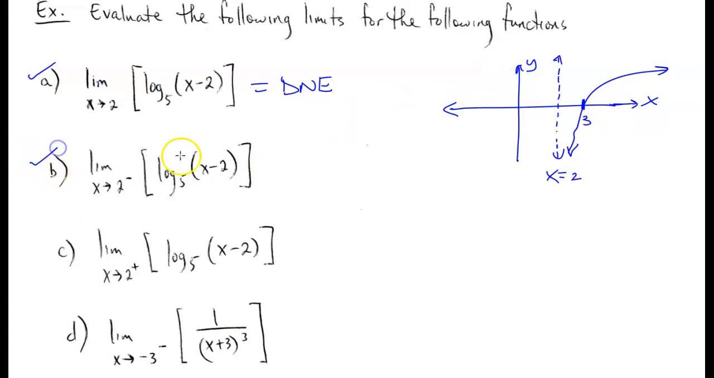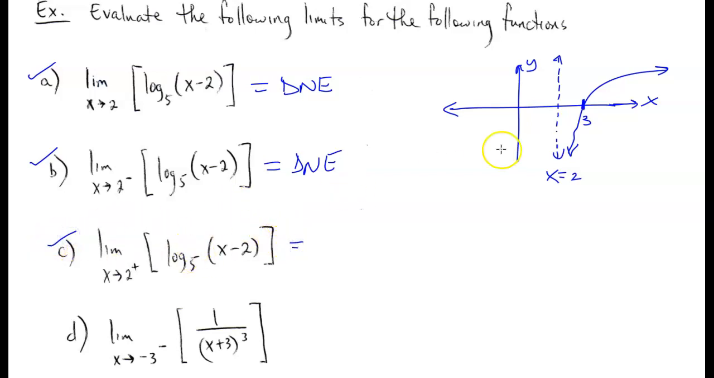Now for example B, this will also be does not exist, because again I'm asking for the behavior of this function as x approaches 2 coming from the left. Again, there is nothing there. So since there's nothing there, we can't evaluate it. Okay.